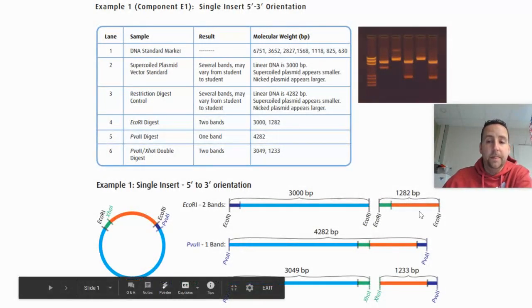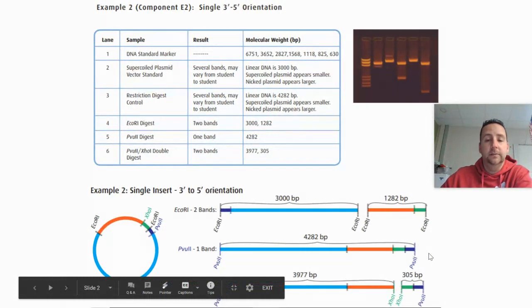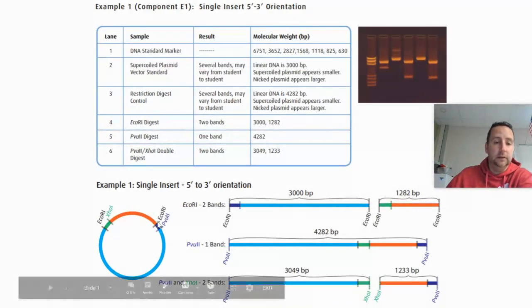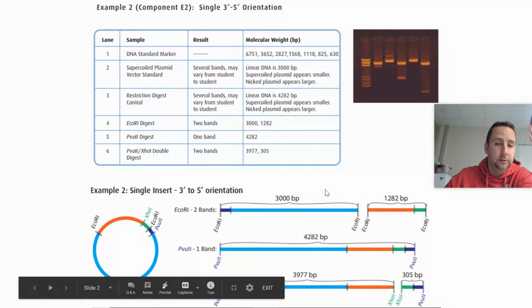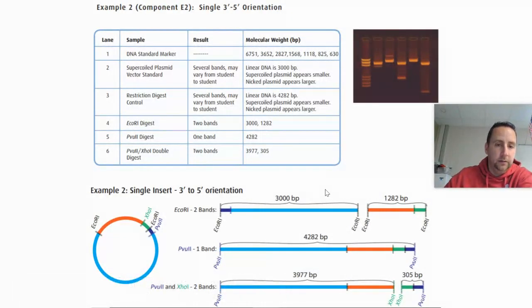So we have a 1282, which is our gene. We have 3,000 base pairs as our plasmid, okay? So, and then total is 4282. Well, the same thing here. Okay, the only difference, if you look at the plasmid, look at how it's inserted. It's inserted backwards in example 2. Okay, being inserted backwards changes the orientation of that.